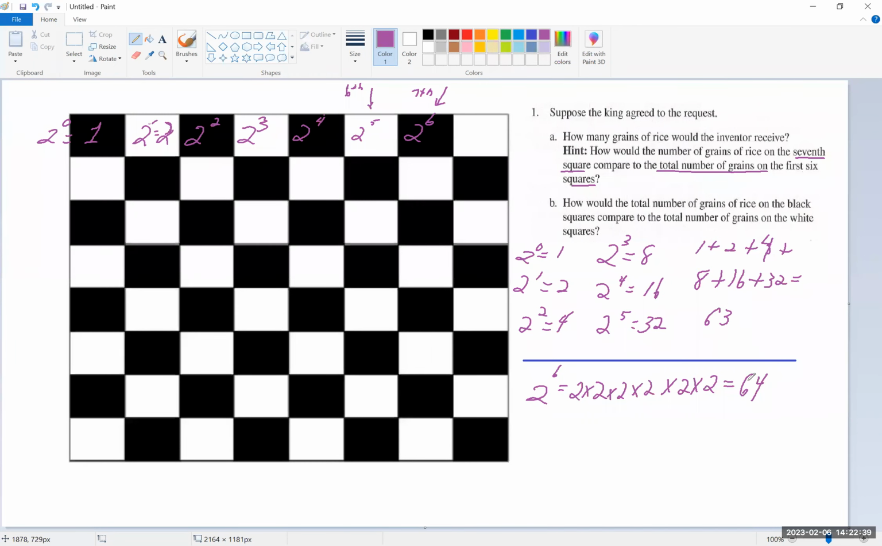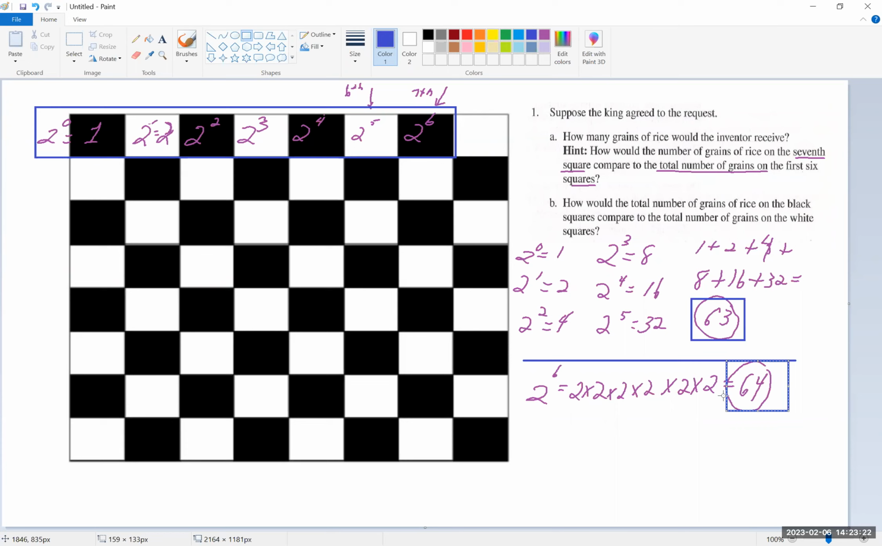So interestingly, this is only one more than this. So actually, I could now add up all of these by adding this to this, right? So that would be what, 127? So just in the first 6, there's 127.